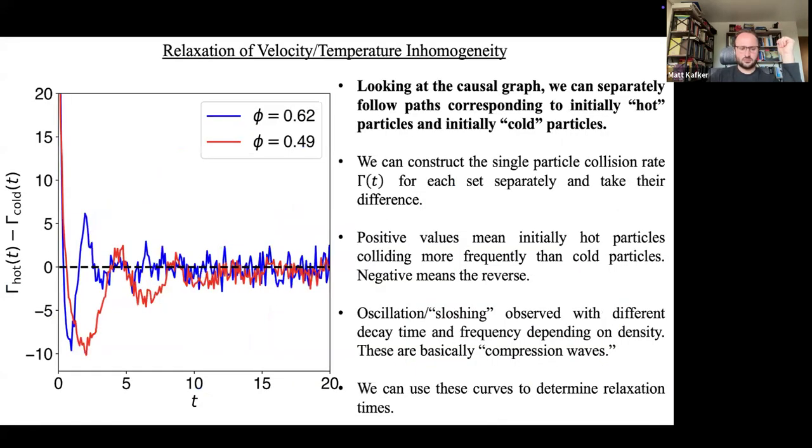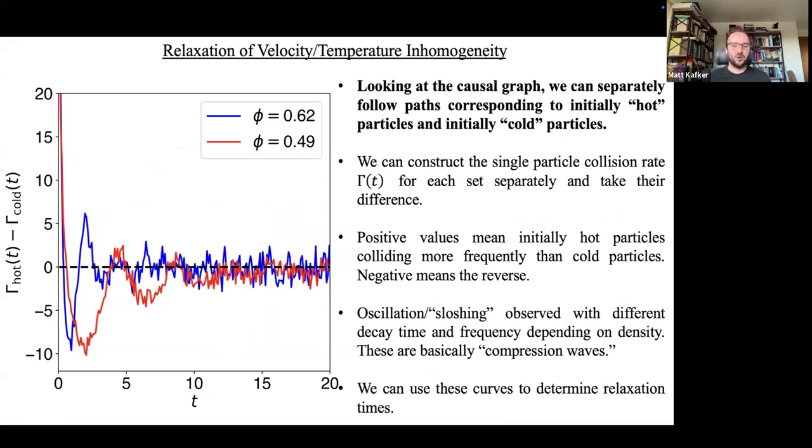Okay. So this is sort of like basic explorations in non-equilibrium physics. Now we have this causal graph. The causal graph is giving us the collision rate, but it's not really using the causal graph in a super deep way.